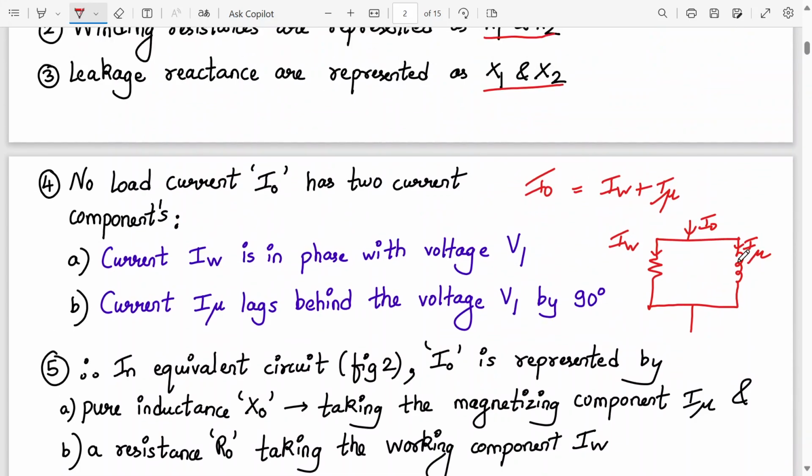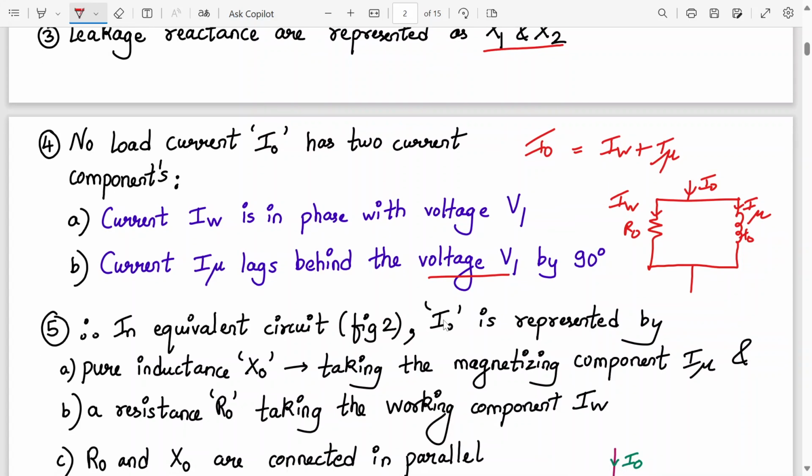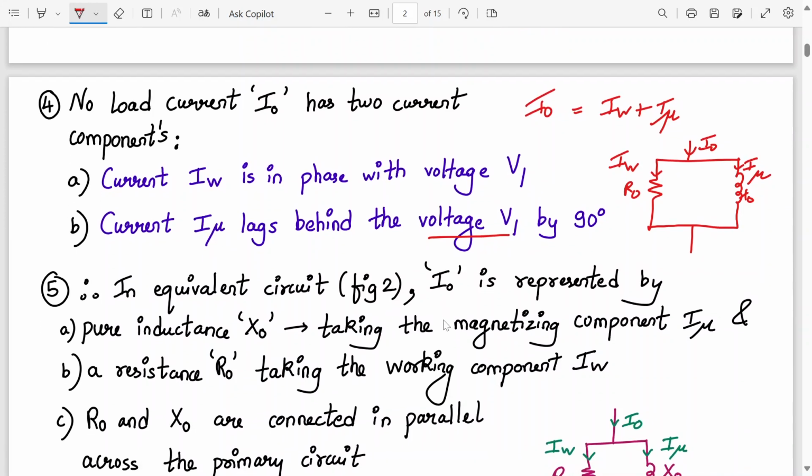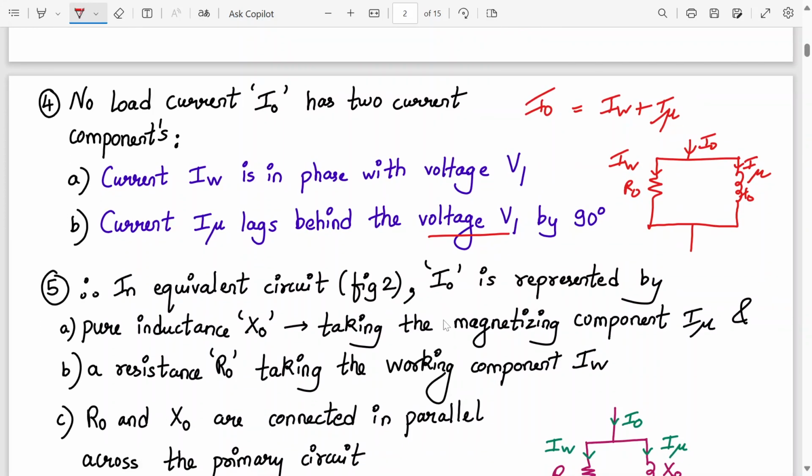Then your I mu is lagging behind the voltage by 90 degrees. In which component does current lag behind the voltage by 90 degrees? In an inductor. So that's why this is an inductor X0 and this is R0. So in the equivalent circuit above, I naught is represented by a pure inductance X0, which is taking the magnetizing component I mu, and a resistance R0 taking the working component IW. And R0 and X0 are connected in parallel with the primary circuit.